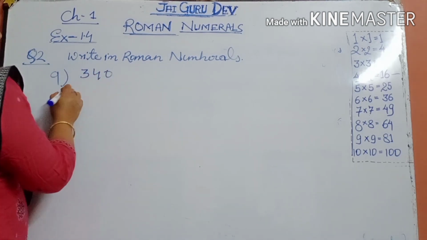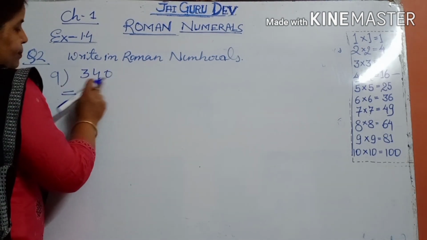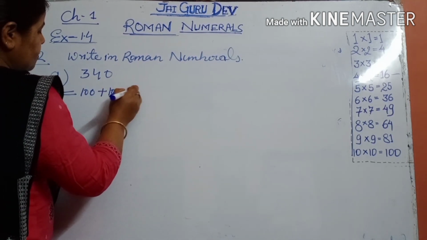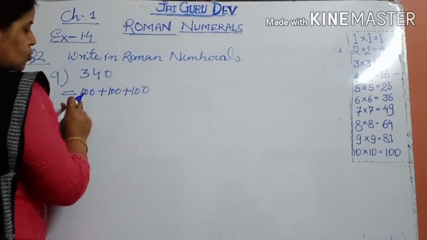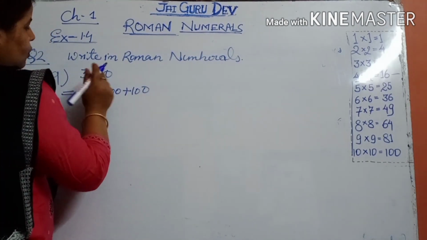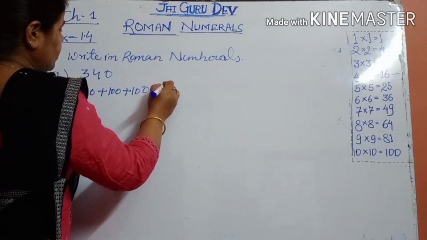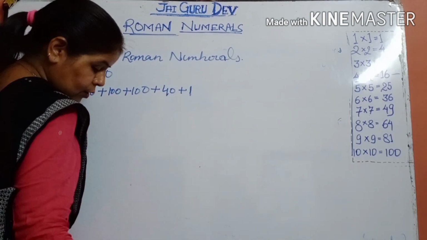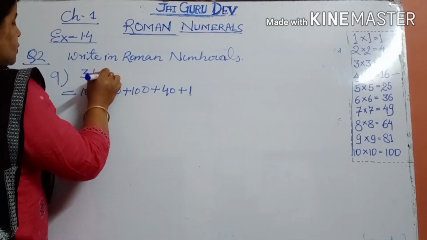341. How can we write that? First of all, we will break the number: 100 plus 100 plus 100. Not more than 3 times we can write. Then for 40 we can write 40 plus 1. It is 341, not 340.